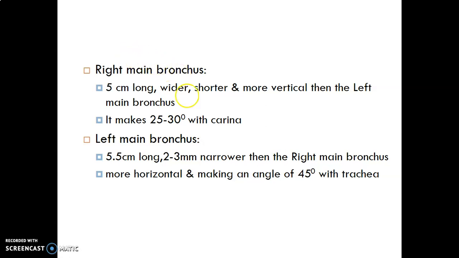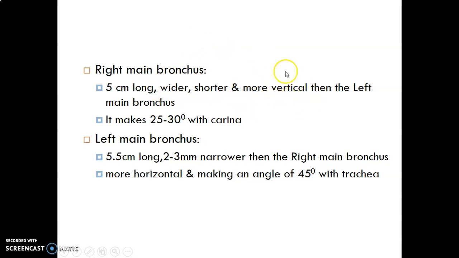The right main or primary bronchus is shorter, wider, and more vertical. More vertical means it deviates from the midline at a lower degree than the left, 25 to 30 degrees compared to the left, which is 45 degrees. And then it's 5 centimeters, the left one is 5.5. So it's shorter, wider, and more vertical.